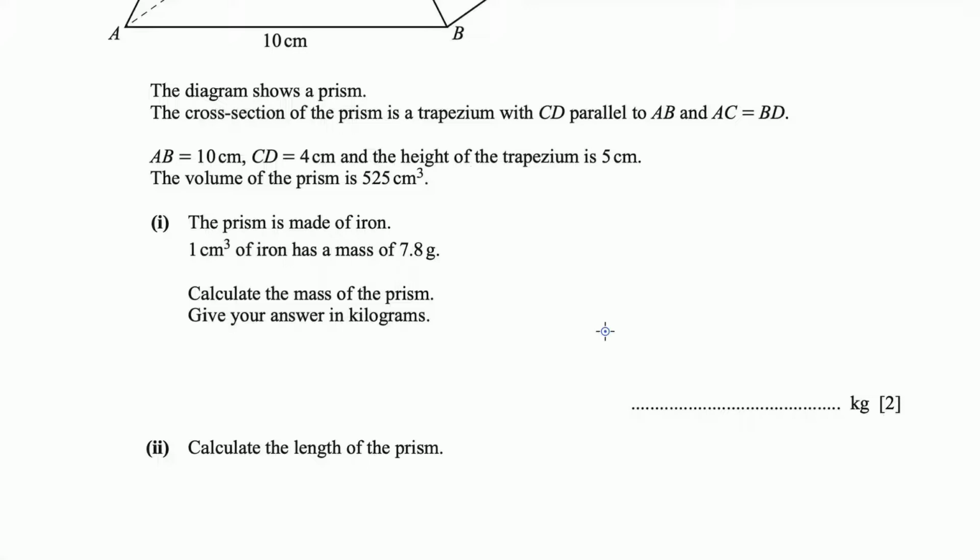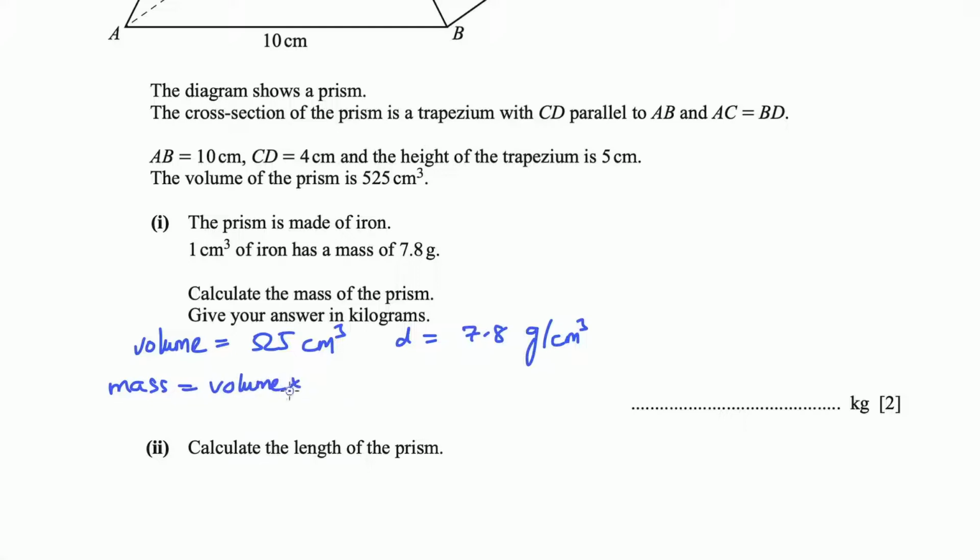1 centimeter cube of iron has a mass of 7.8 grams. Calculate the mass of the prism. Give your answer in kilograms. Okay. So it is given that volume is equal to 525 centimeter cube and density is equal to 7.8 gram per centimeter cube. And so mass would be equal to volume into density.